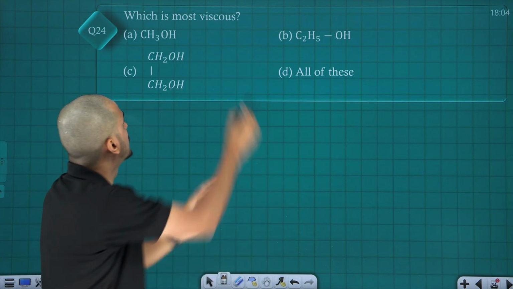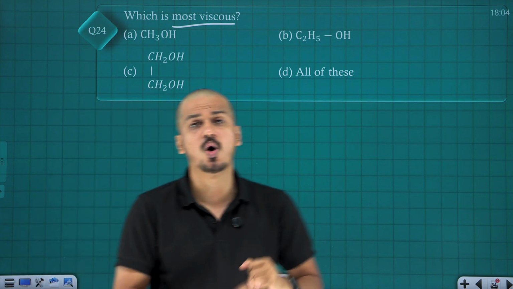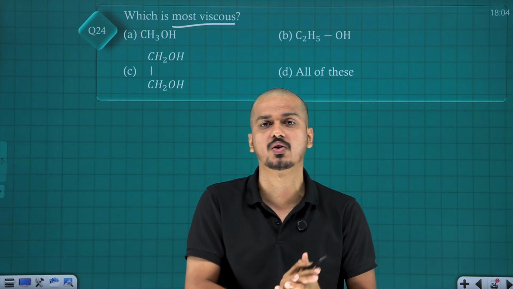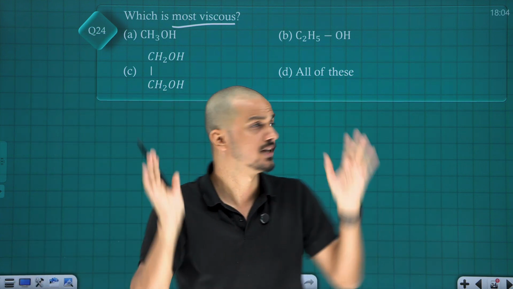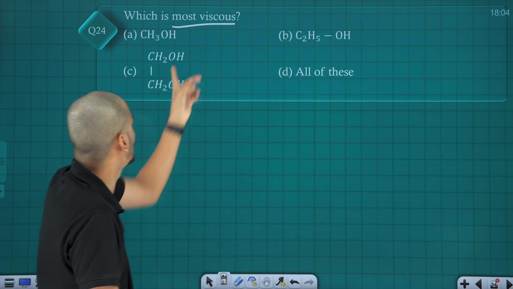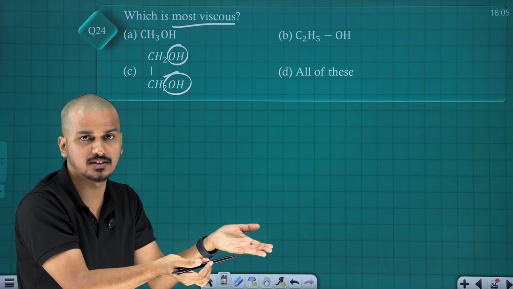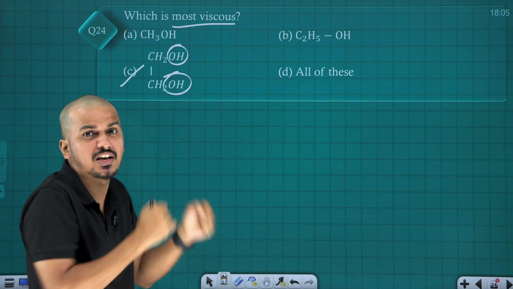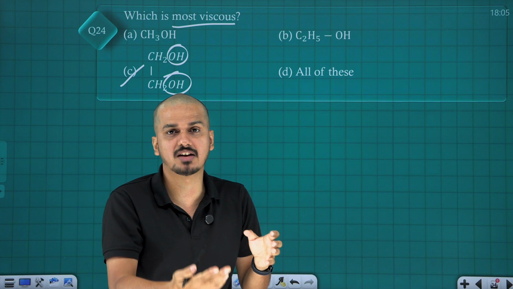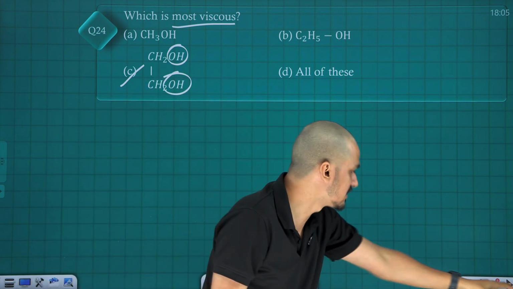Which is most viscous? The one which can form more intermolecular hydrogen bonding will be more viscous. Here you can see only one OH, here only one OH, here 2 OH are there. So it can form more intermolecular hydrogen bonding. So it is difficult to move, so more friction will be there. So automatically it is most viscous. Okay, ready? Next one.